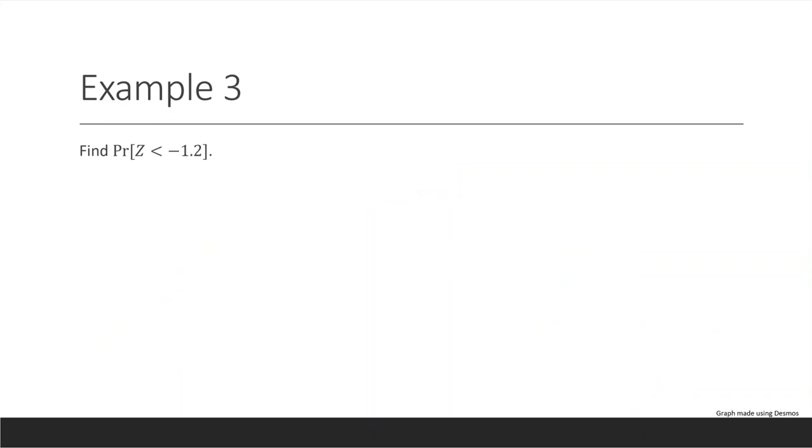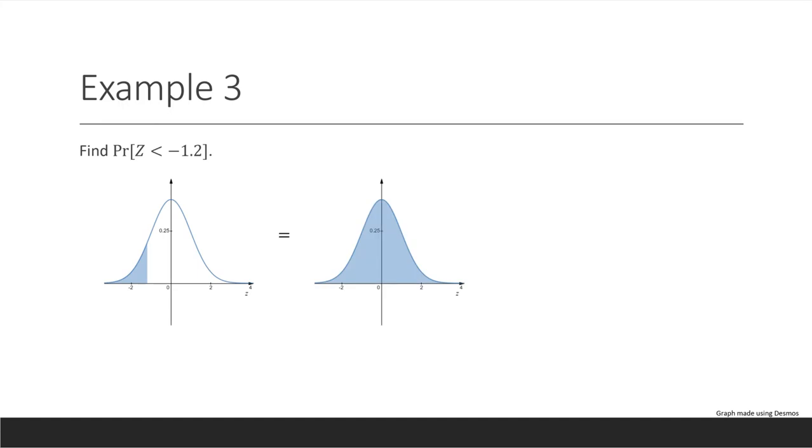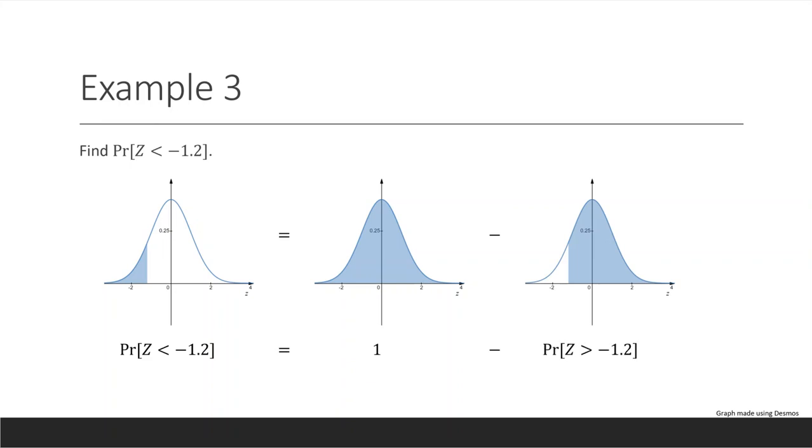Let's now compute the probability that z is less than minus 1.2. In other words, we want to compute this area. Here, the idea is that this area here is this guy, everything minus this stuff over here. Well, in other words, the probability that z is less than minus 1.2 is equal to 1 minus the probability that z is greater than minus 1.2.